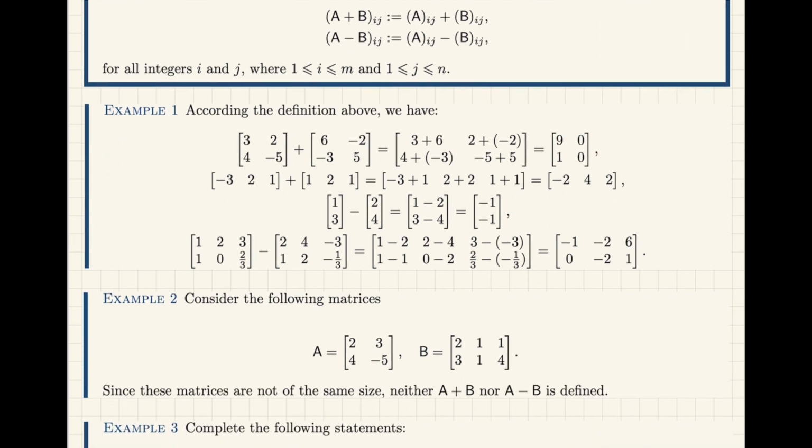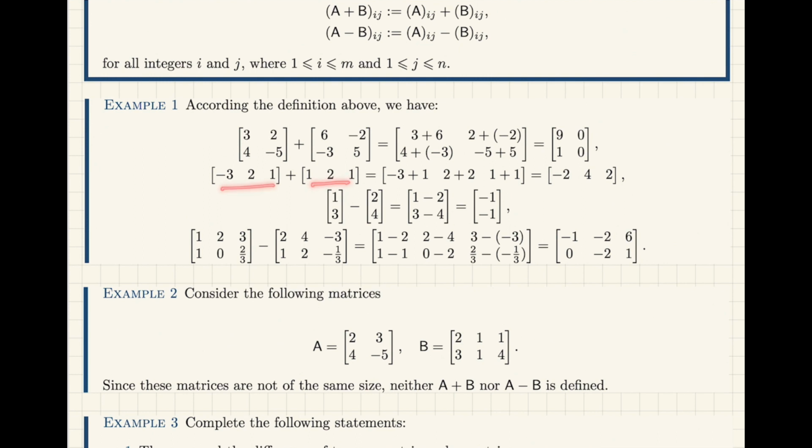Yeah, it's very simple. Here again, can I add these two matrices? Yes, because both of them are 3 by 1 matrices. Then I add them entry-wise, component-wise, and the answer would be this. Here are two examples of subtraction of two matrices.